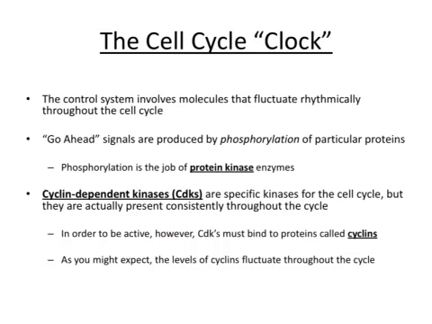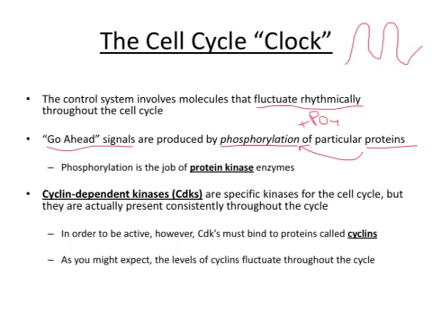Now the control system at the molecular level involves a rhythmic fluctuation of molecules. So throughout the cycle, you've got some molecules that you are getting more of, and then less, and then more of, and then less, and so on. Now, a go-ahead signal at that molecular level usually means that some sort of molecule got phosphorylated, or we added phosphate to it. Alright, so one of these proteins involved in cell division probably gets phosphorylated, and that causes it to go ahead and do its next job.